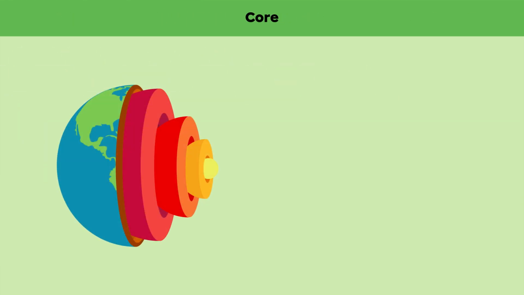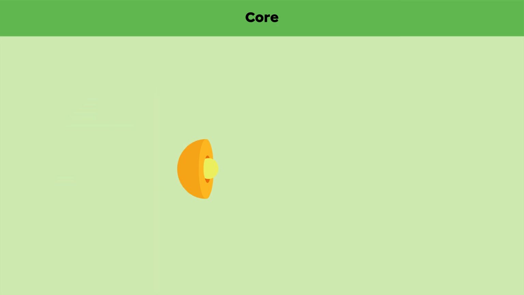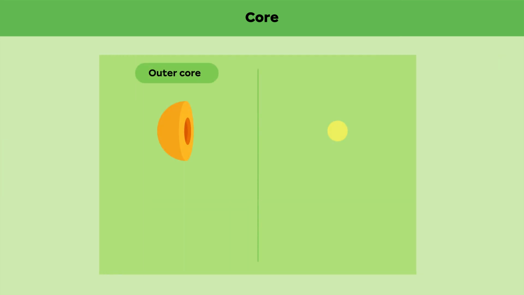The core is at the very center of the Earth. It's divided into two layers, the outer core and the inner core. Both are composed of metals, mainly iron and nickel. The temperature within the outer core is about 3,800 degrees Celsius. The metals in this layer are in a liquid state. The movement of these metals generates electrical currents that create the Earth's magnetic field.